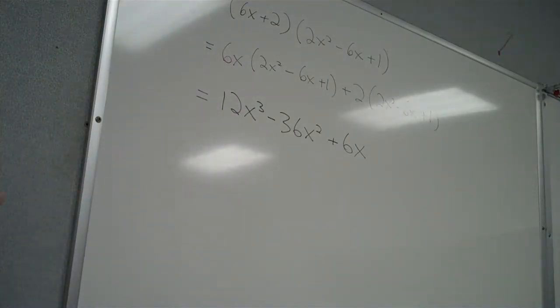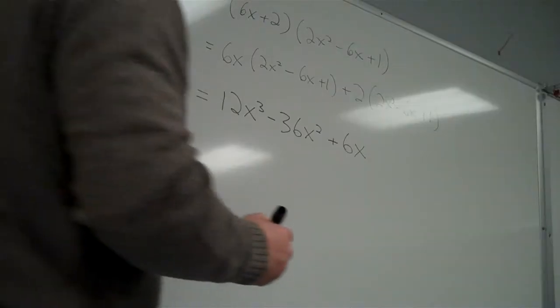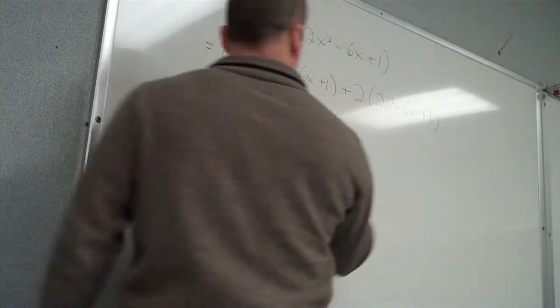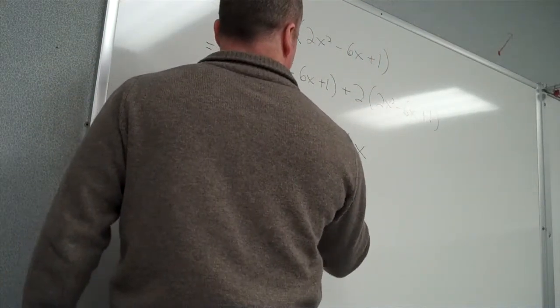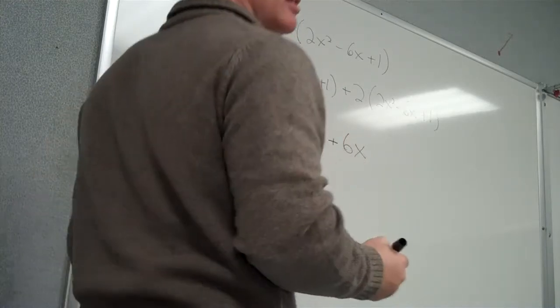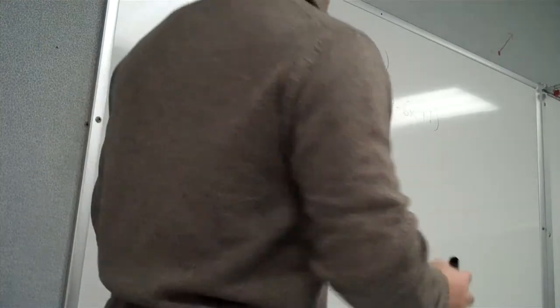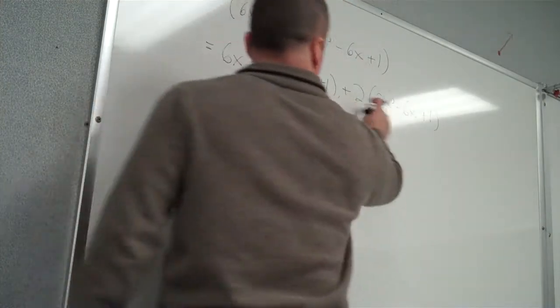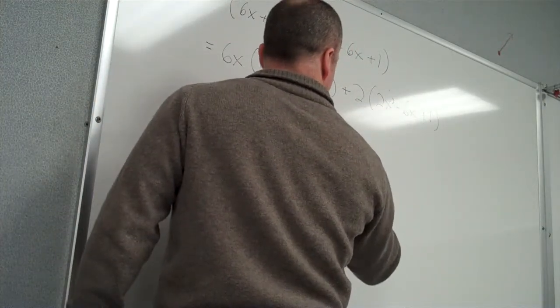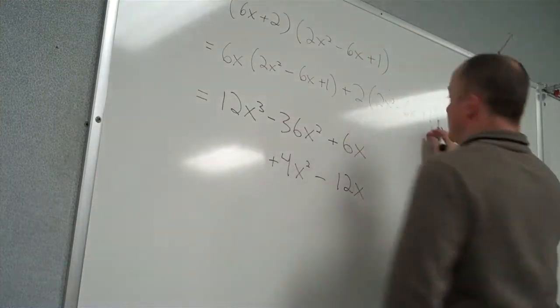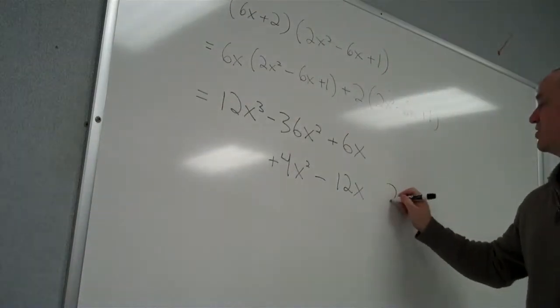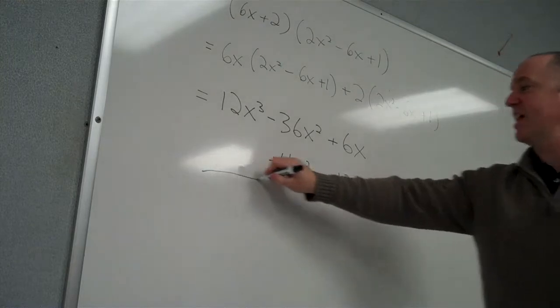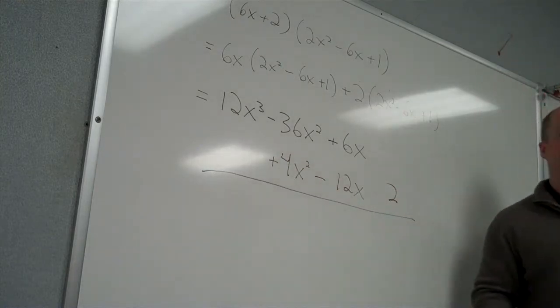Yes. And then would you do plus 4x squared? Yes, now I would do plus 4x squared, and remember, I like to write it down here. No. Now I'm multiplying the 2 times the 2x squared. And then the 2 times the minus 6x gives me minus 12x. Then the 2 times the plus 1 gives me plus 2.